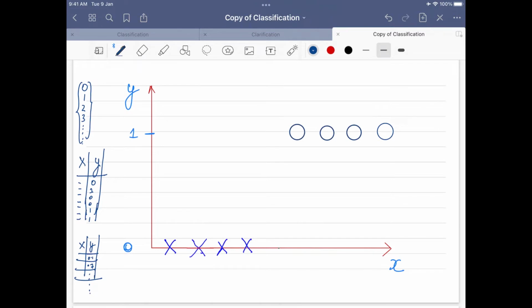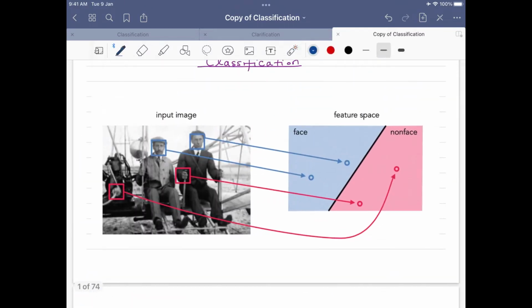Right now I am considering the case where you are detecting a face or a non-face. As you can recall, in the case of face, the label attached to it is y equal to 1, whereas in the case of non-face, the label attached to it is y equal to 0. If I attach y equal to 1 to the face and y equal to 0 to the non-face, then this classification comes under the category of supervised learning.